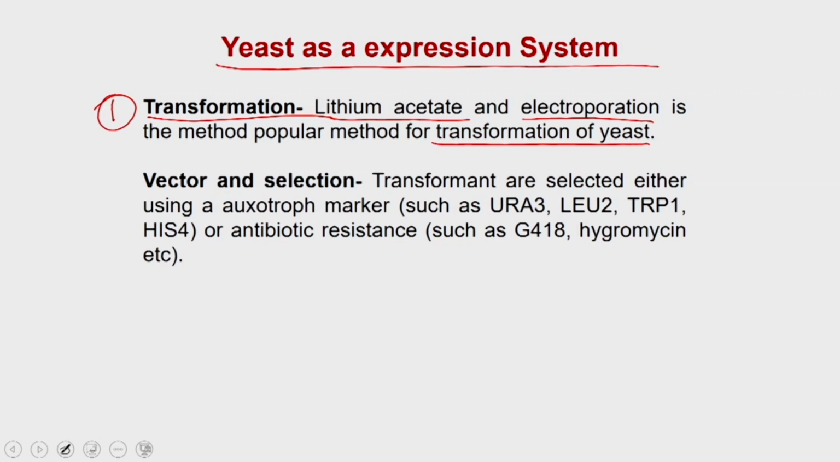The transformants are then selected based on the kind of vector you are going to use. So, in the second step you are going to select the vectors as well as the transformed host strains. Mostly people use auxotrophic markers such as URA3, LEU2, TRP1 or HIS4, or sometimes you use antibiotic resistance genes such as G418, hygromycin, etc.